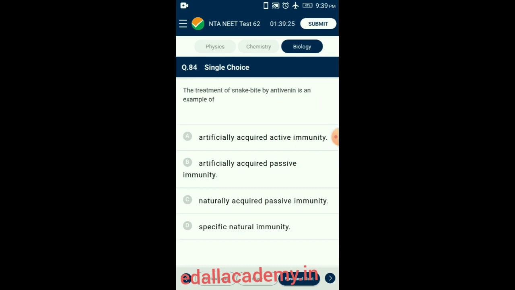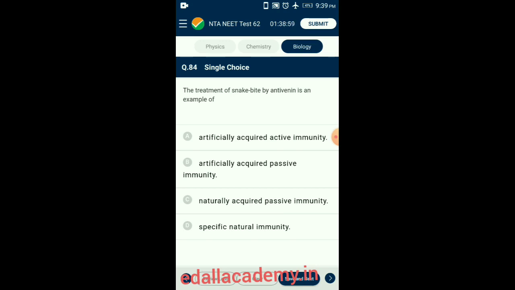Question number 84. The treatment of snake bite by antivenin is an example of. It results by transfer of antibodies produced in the body of one individual into the body of another individual through injection. In this immunity, serum of animals, for example, antibodies obtained from hyperimmunized horses, are injected into humans against rabies pathogen.